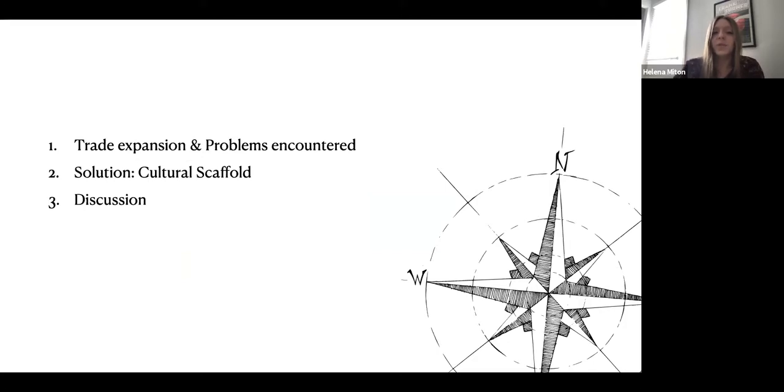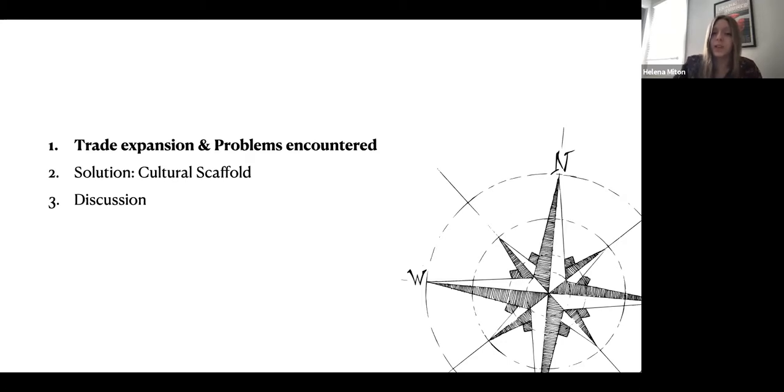It's going to be a fairly straightforward way to present it. The first thing is to describe how trade expanded and what were the problems that were encountered during this expansion. Then the solution I want to propose is that you got some kind of cultural scaffolding that allowed trade to overcome those problems. And the last thing is just discussing which type of support we can see for this.